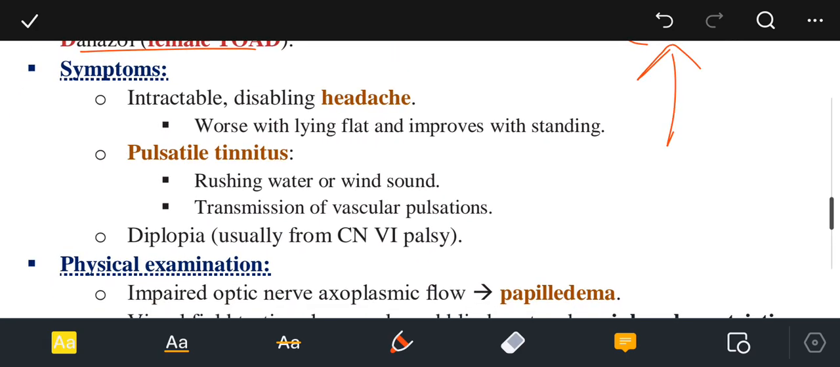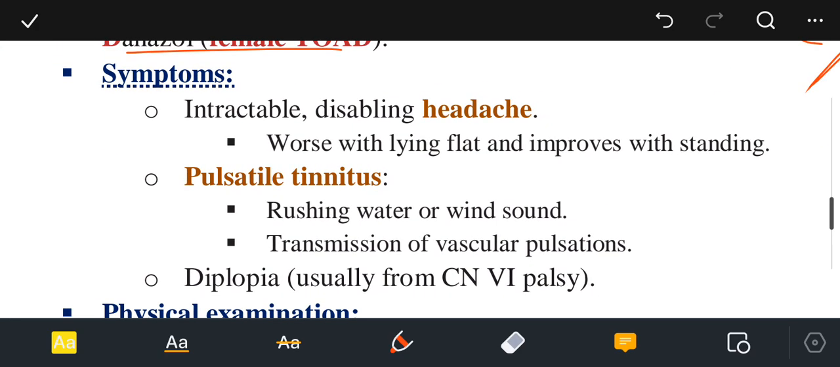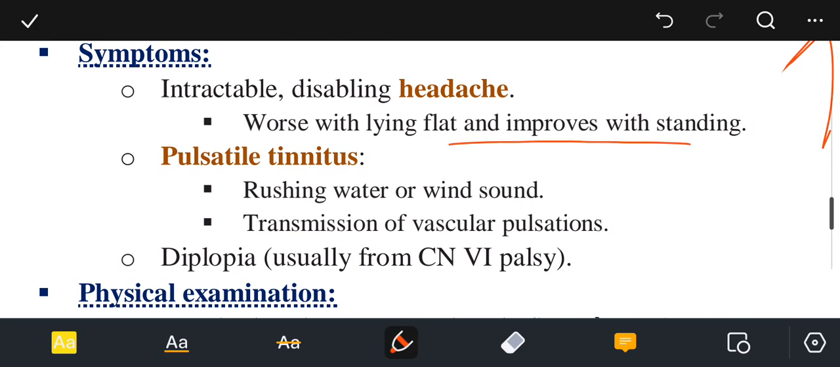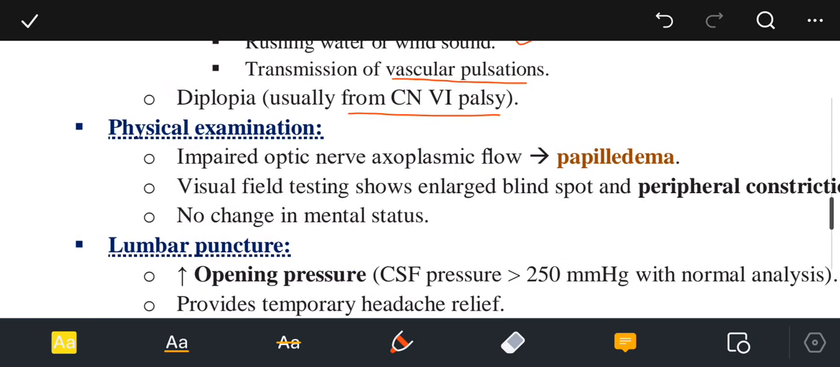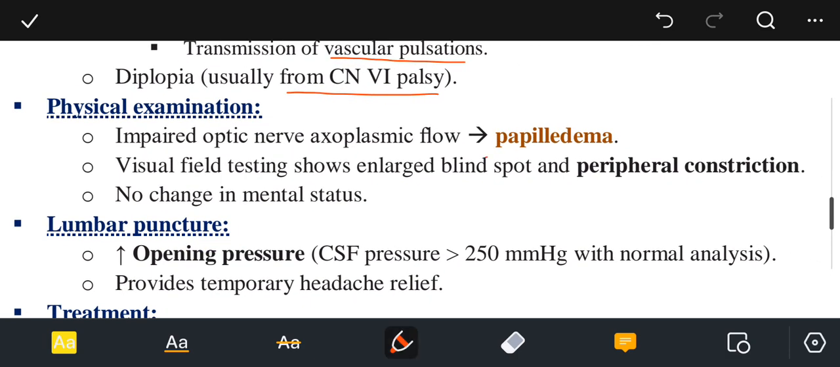Symptoms include intractable, disabling headache, so there will be a very severe headache, worse with lying flat and improving with standing. There will be pulsatile tinnitus, rushing water or wind sounds, transmission of the vascular pulsations. Diplopia, usually from the CN6 palsy, will also be there. Physical examination will show impaired optic nerve axoplasmic flow that will lead to papilledema. The visual field testing shows enlarged blind spots and peripheral constriction.